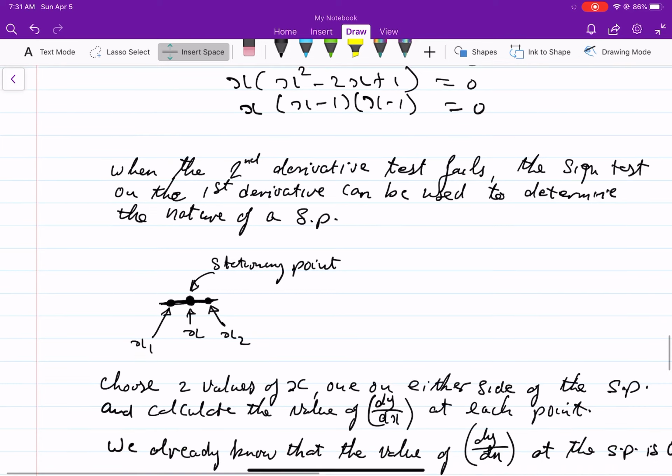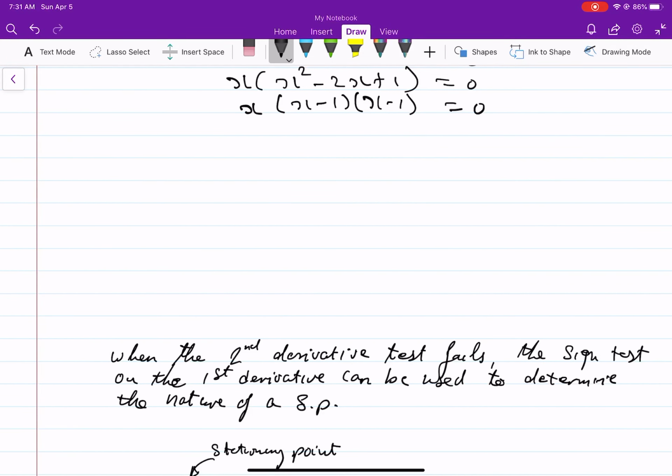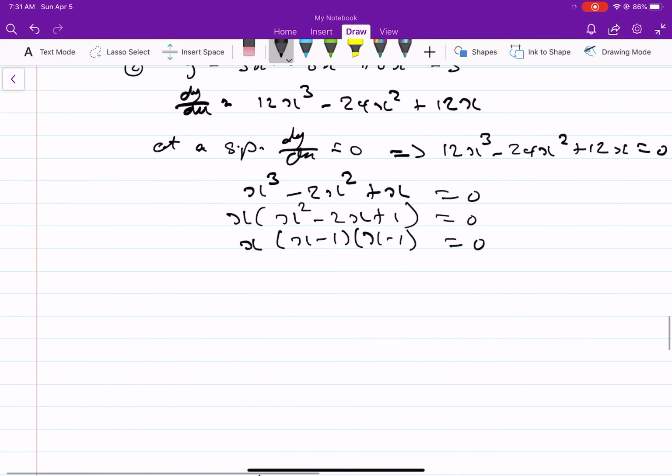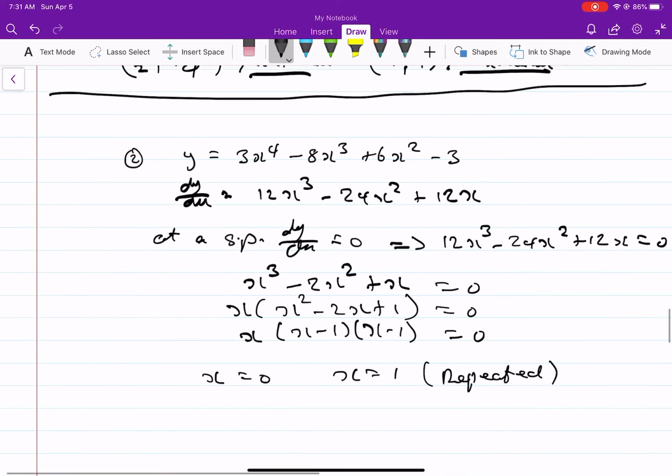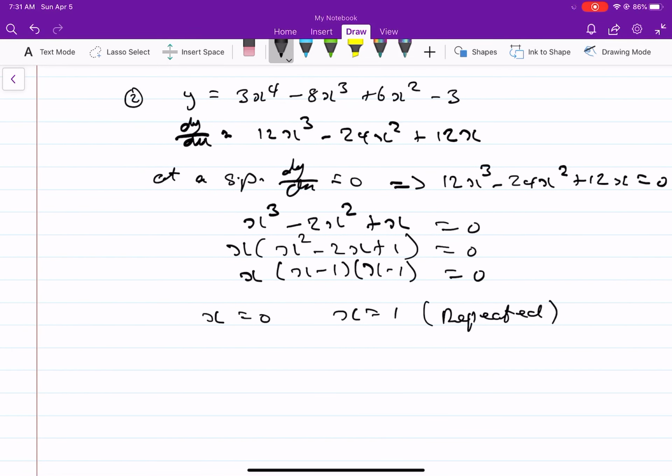So what do we have? We end up with two values for x, really. The second value simply repeats. Either x is equal to 0 or x is equal to 1. The 1 is repeated, but it's only one extra value. Now that we have the x coordinates for our stationary points, we know what to do. Take each x coordinate and plug it back into the original function.